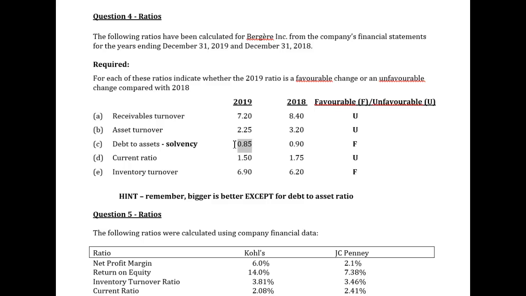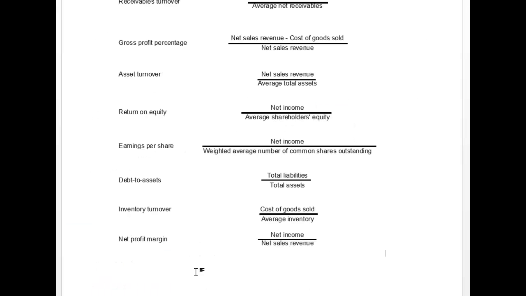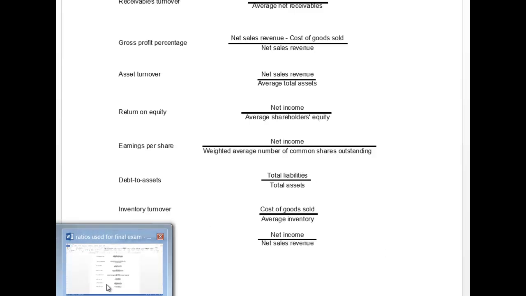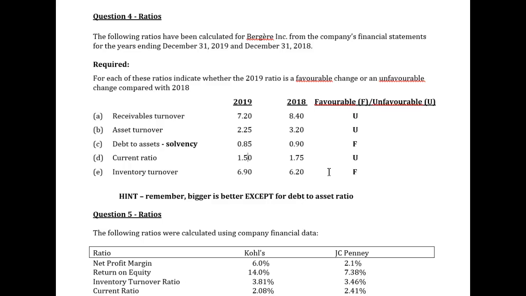This year, it's 0.85. So that means our liabilities are less than our assets, in an even better position. If you look at your formula, that means for every, say, $10 in assets, you only have $8.50 in liabilities, right? You have less liabilities for the same number of assets. So in our case, we would say that's favorable, because as it gets smaller, it's better.